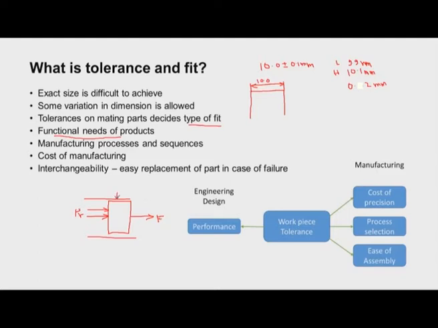Now, the design engineer should see what is the functionality of this particular product, and accordingly he should decide about the tolerance on the shaft as well as tolerance on the hole. If the clearance between these two is more, then the fluid will leak, and then the required amount of force we may not get. If it is too tight, then the piston may get jammed in the cylinder. So, such aspects we should always see before assigning the tolerance values, and then the tolerance that is allowed will definitely affect the manufacturing processes and sequences.